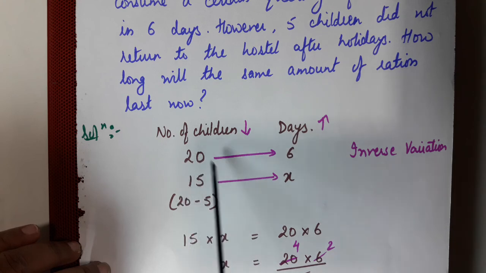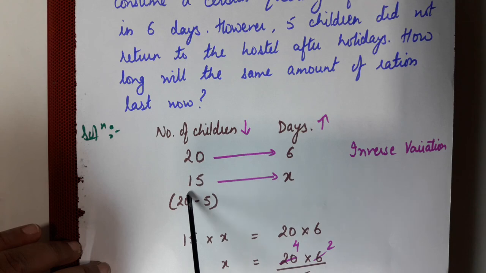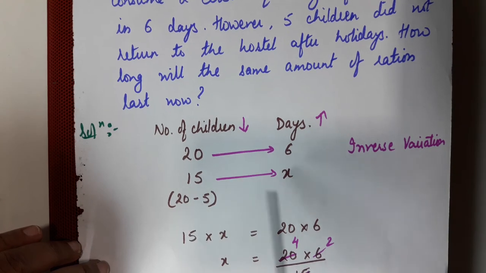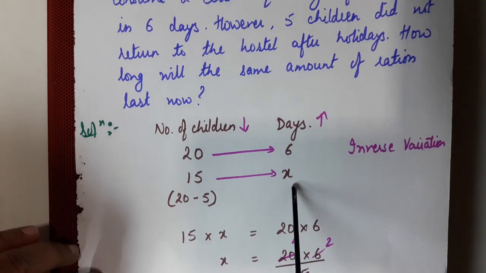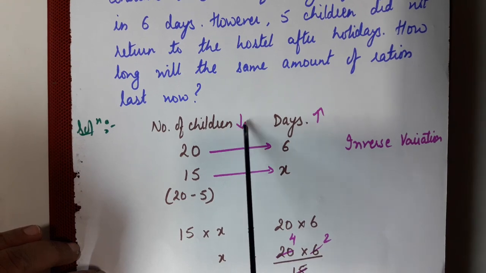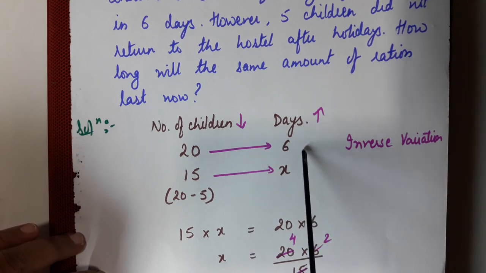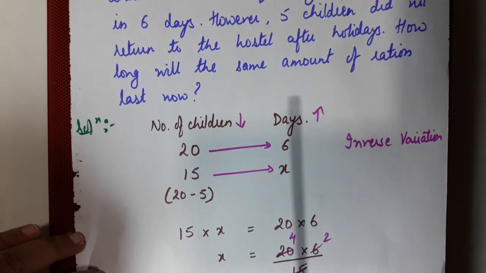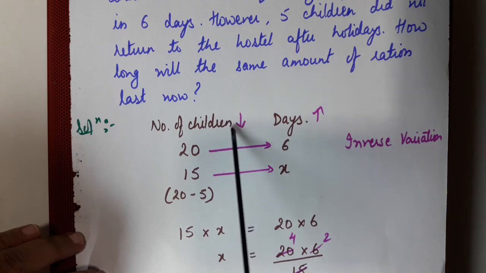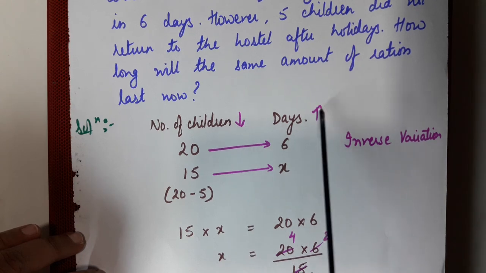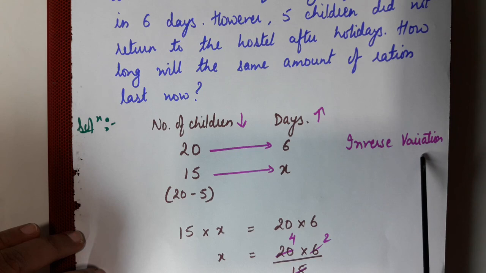That means 5 are less from the number of children which were given. So 20 minus 5, that is 15. If 15 children are there, how many days will the provision last? So as the number of children has decreased, naturally the food will last for more number of days. Okay, so the decrease in one will cause an increase in another. So this is nothing but an inverse variation.